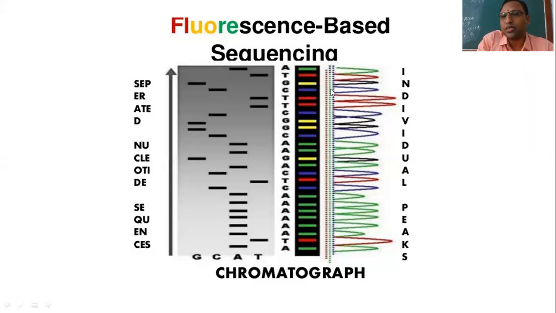So in this, each base is tagged with a fluorescent dye. When the primer is applied for the sequencing, it will give a graph. Then that graph is analyzed, and we will get the peaks, whatever is there, that will be analyzed, and that will give you the particular DNA nucleotides in that.